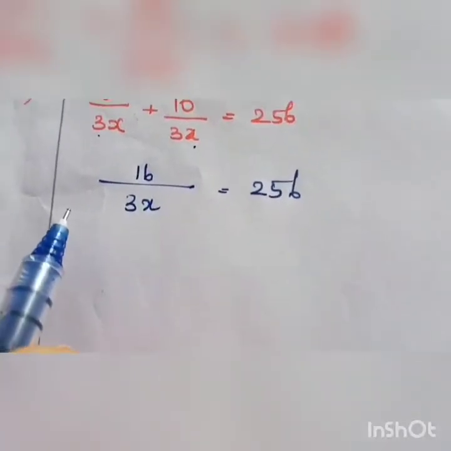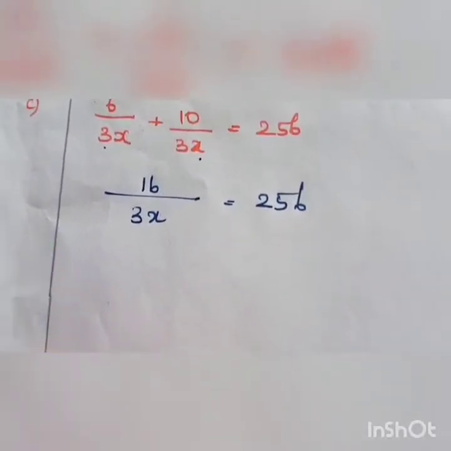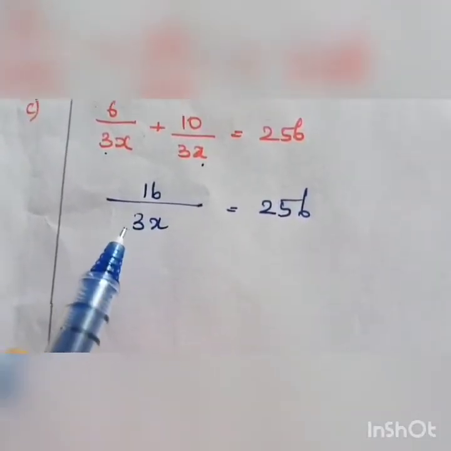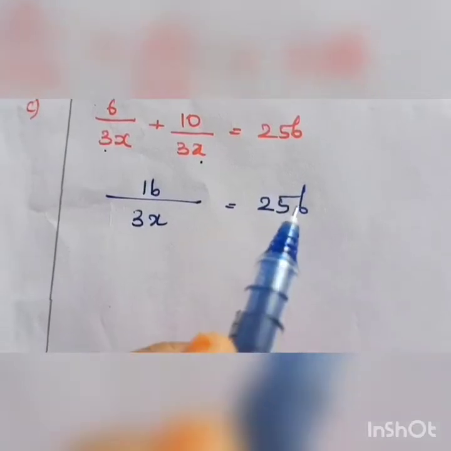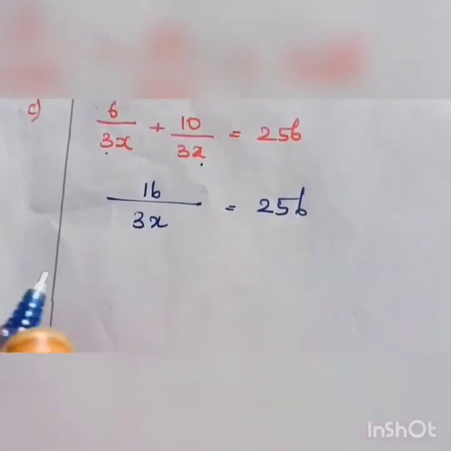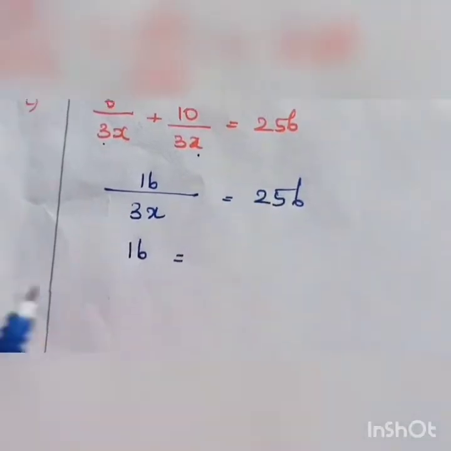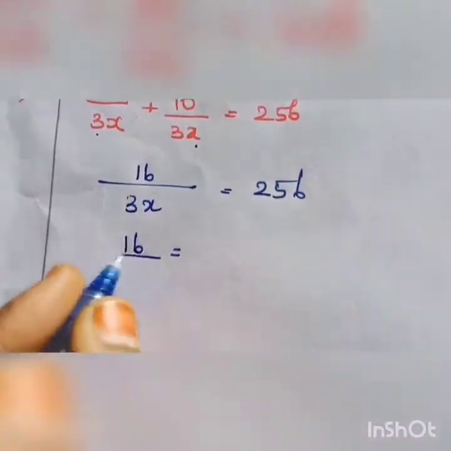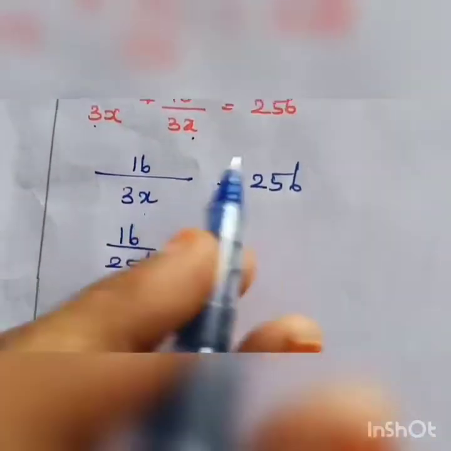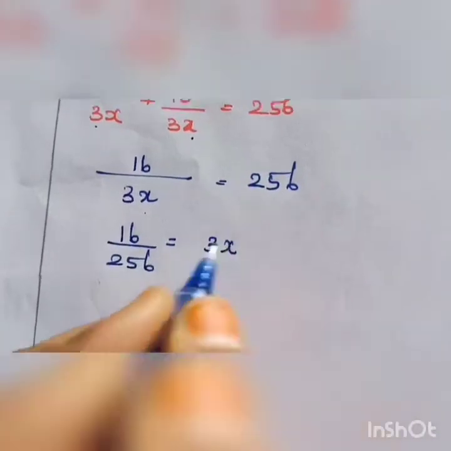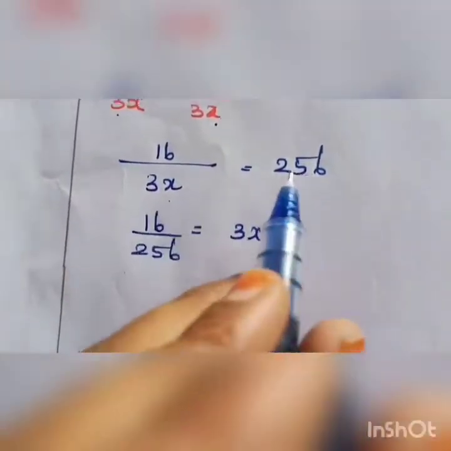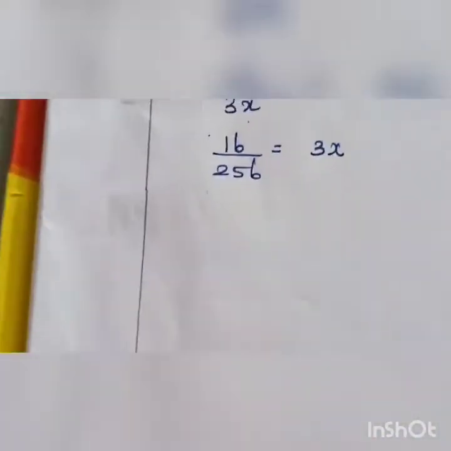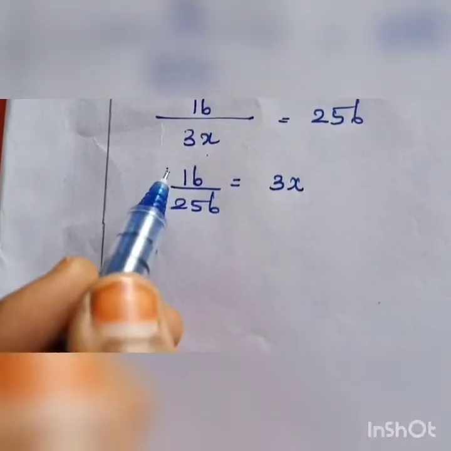So what is the next step? We have to find the value of x. That is our motive, that is the question. X is in the denominator. If we move it to the other side, it becomes the numerator. So 16, this constant, if we move it to the other side, the numerator becomes the denominator. We just interchange the values 3x and 256. Numerator becomes denominator, denominator becomes numerator, isn't it? Now we just have to simplify the numerator and denominator.